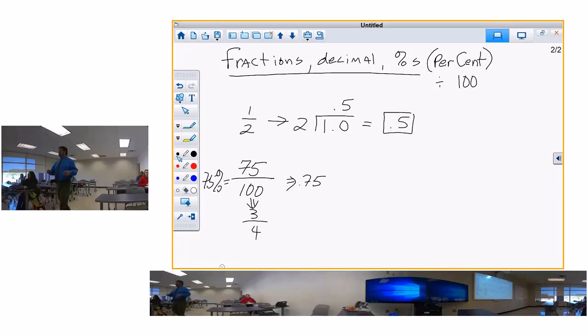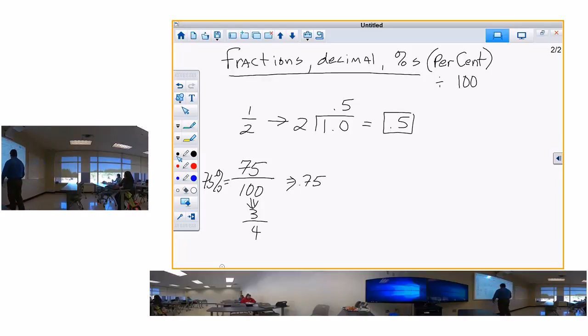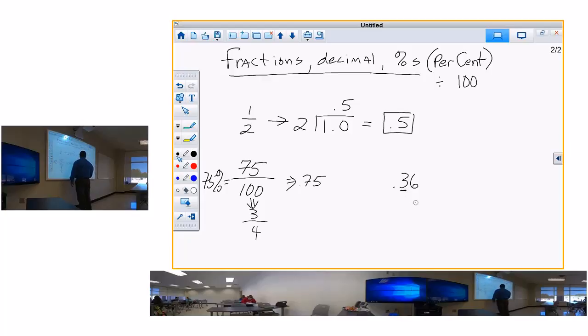And what if I give you a decimal? Well, you give you a decimal, 0.36. Well, what place is this? That's the tenth. What place is this? The hundredth. So I just move it 2 places to the right, and that's equal to 36%. Move the decimal 2 places to the right, and that becomes 36%. That's changing it into a percent.